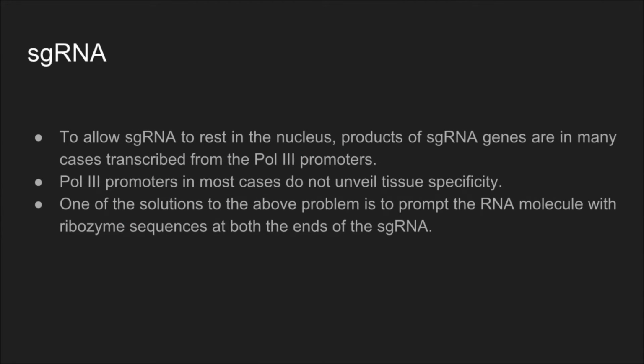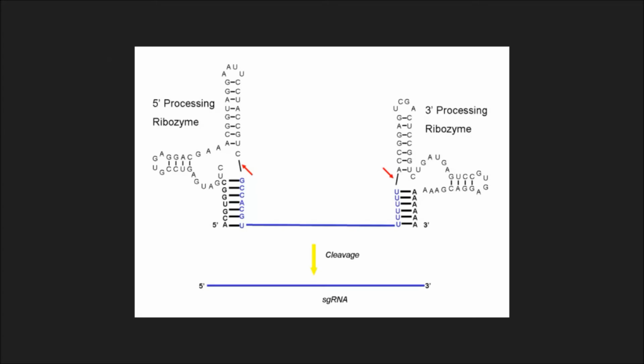To allow sgRNA to rest in the nucleus, products of sgRNA genes are in many cases transcribed from Pol3 promoters. In this case, a Pol2 promoter is used. Pol3 promoters in most cases do not show tissue specificity, unlike Pol2 promoters. So, if you want sgRNA to rest in the nucleus in the presence of Pol2 promoters, one of the solutions is to flank the RNA molecule with ribozyme sequences at both ends of the sgRNA.